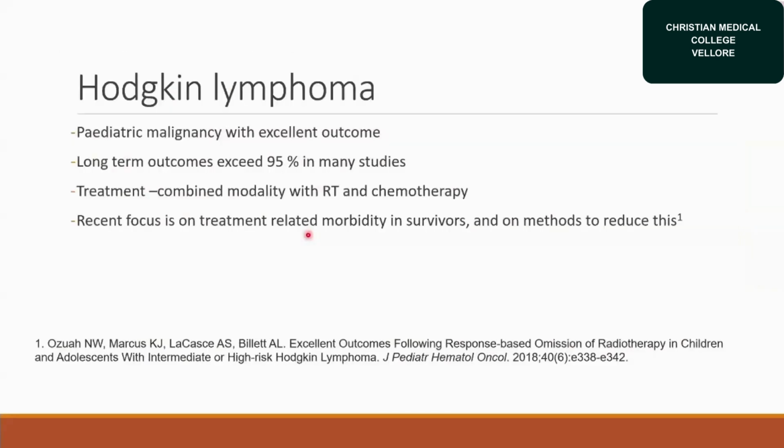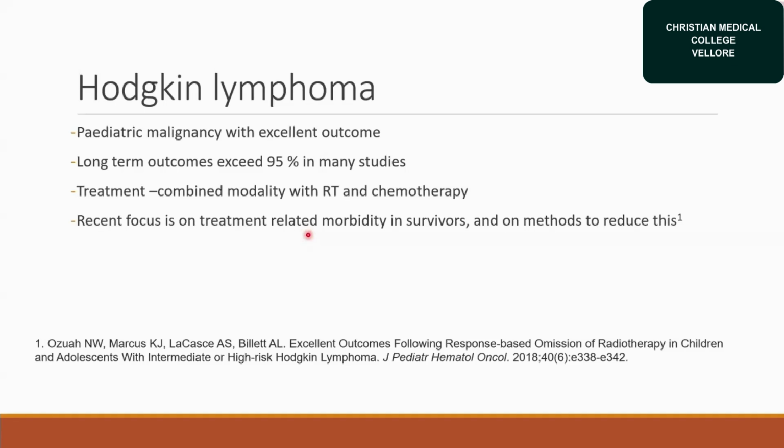So moving on to Hodgkin lymphoma proper, this is a pediatric malignancy with excellent outcomes. So the long-term outcomes, even in those with advanced stage disease or stage 3 and stage 4, exceeds 95% in many studies. And the treatment has always been combined modality with radiation therapy and chemotherapy. But since the outcomes are so good, we have more and more survivors living on maybe 40 to 50 years after completion of their treatment. So the current focus is on how to decrease the treatment-related morbidity in survivors and methods to reduce this.